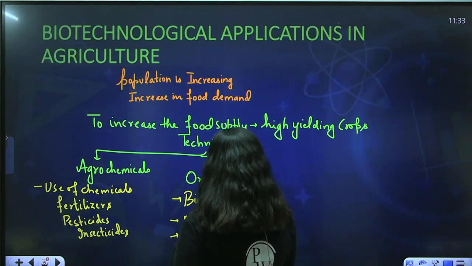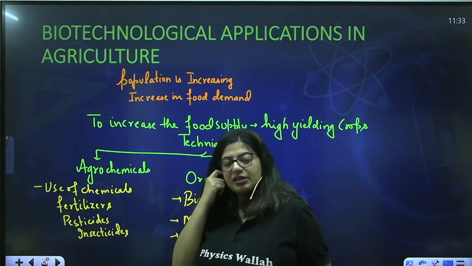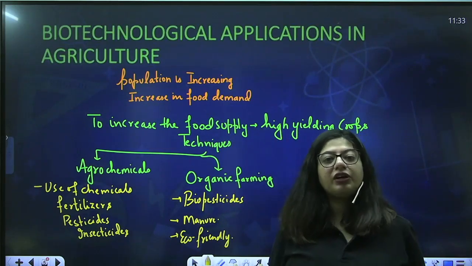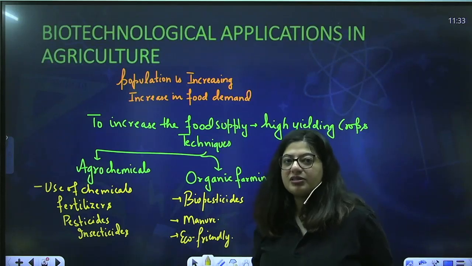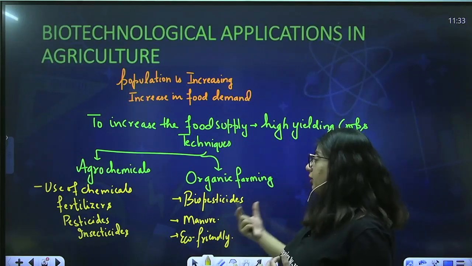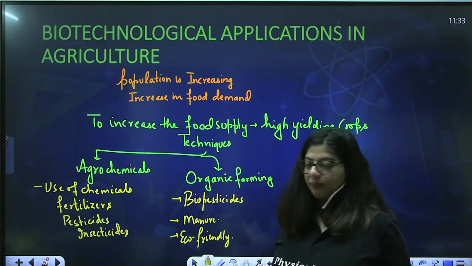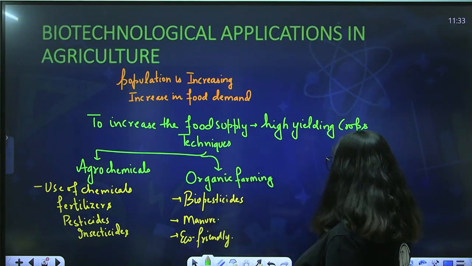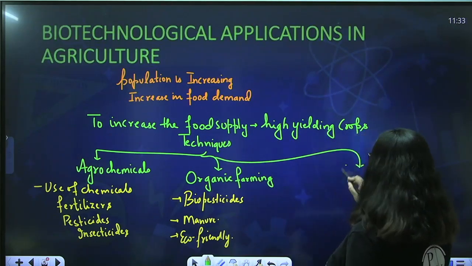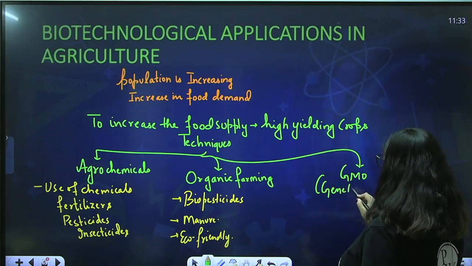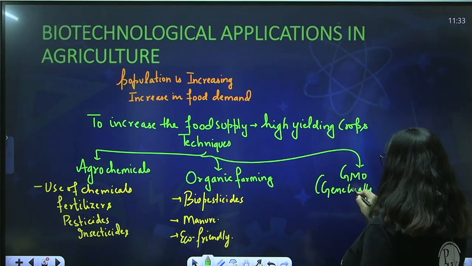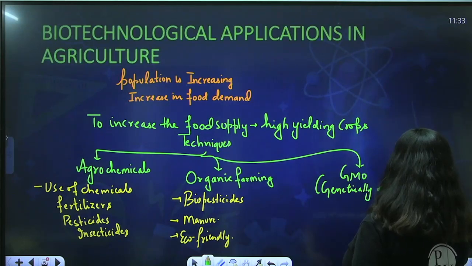But still, organic farming has not grown so far that it can feed the entire population. That's why we are still dependent upon the agrochemicals. So the shifting from agrochemical to organic farming will take a little time, right? Next is GMO. What is GMO? Genetically modified organism. The third option can be, you can use some type of crops.